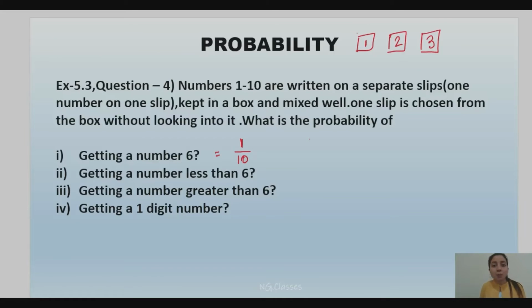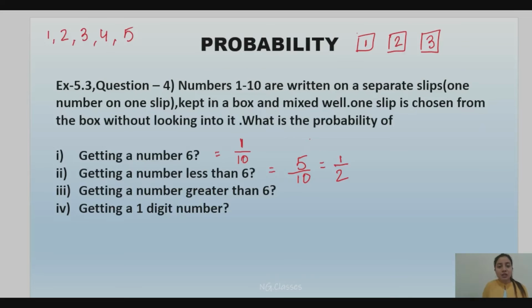Similarly, getting a number less than 6. So what will be the possible outcomes? Less than 6, it can be 1, 2, 3, 4, or 5. These are the numbers which are less than 6. How many numbers are we having? 5 numbers. And what is the total number of outcomes? It's 10 only. So probability of getting a number less than 6 will be 5 by 10. It means 1 by 2.